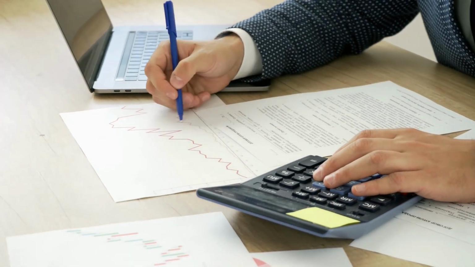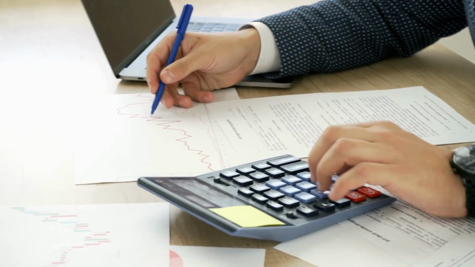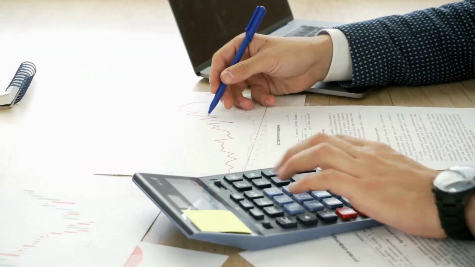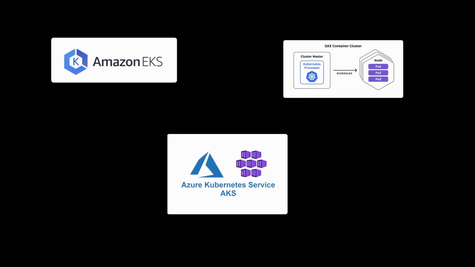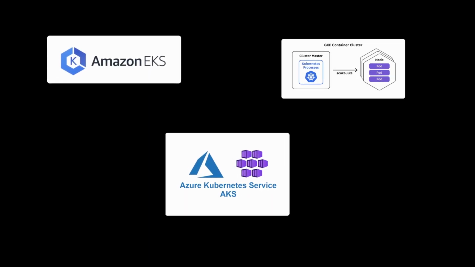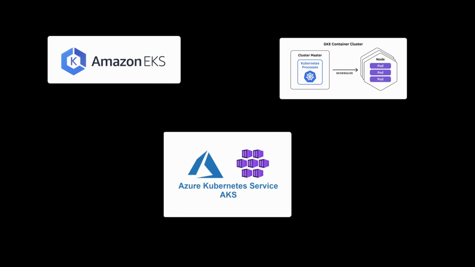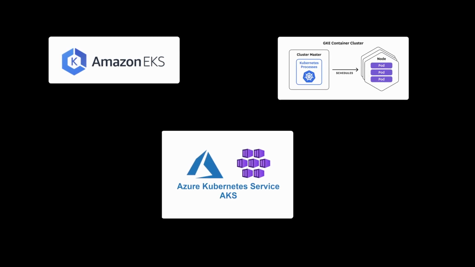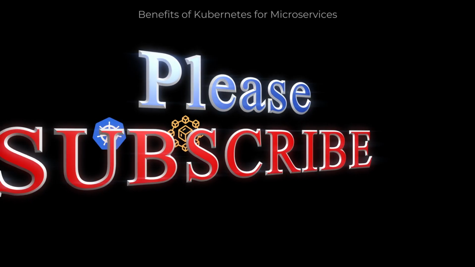and cost. A great option for organizations is to leverage managed Kubernetes services offered by cloud providers like Amazon Elastic Kubernetes Service, Google Kubernetes Engine, and Azure Kubernetes Service. These services handle the heavy lifting, allowing you to focus on your applications. Let's talk about how it can benefit microservice architecture.